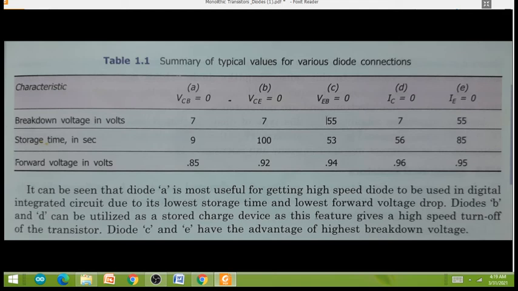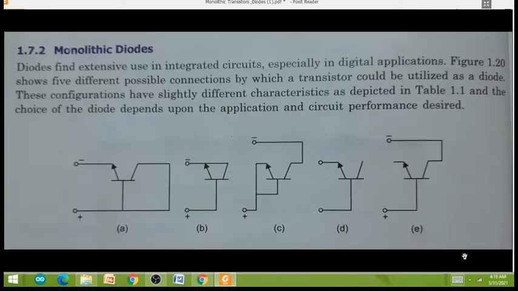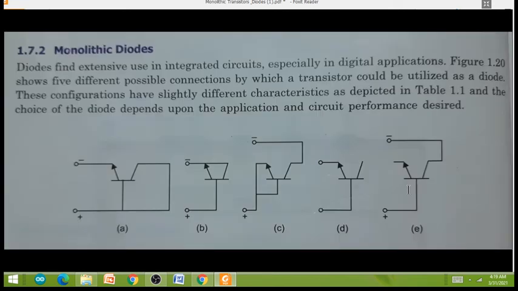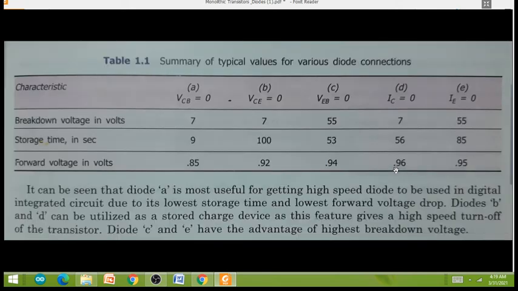Then you can definitely point out the C and E options. And what are the C and E options? C is where you are shorting the emitter and the base, and E is where you are just using the base and the collector with the emitter open. So both cases offer the highest breakdown voltage.